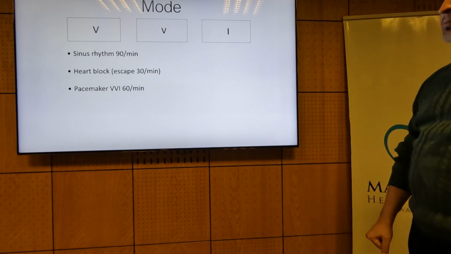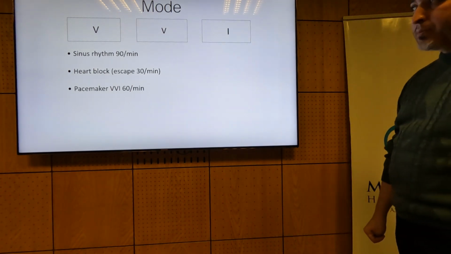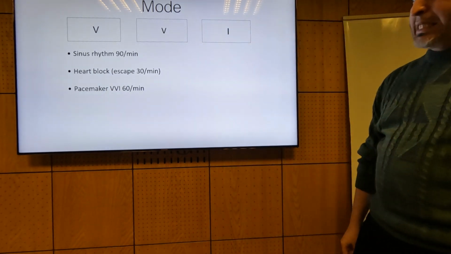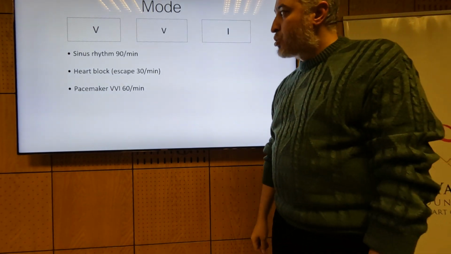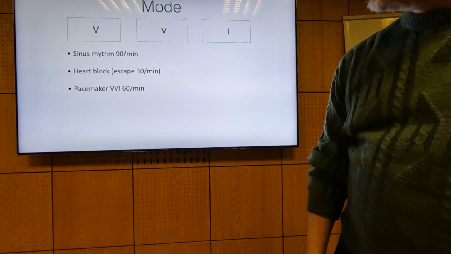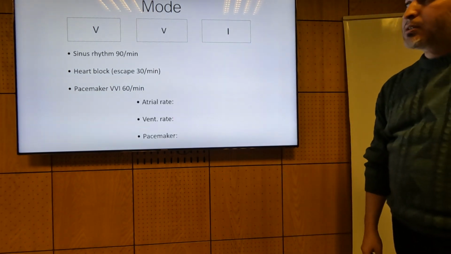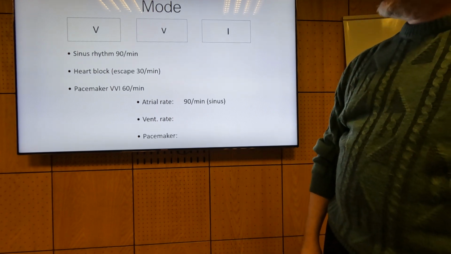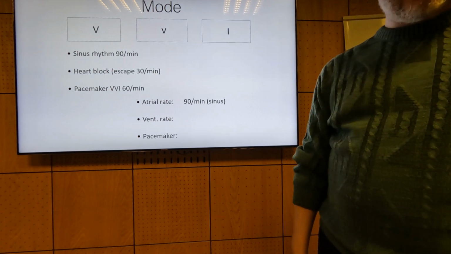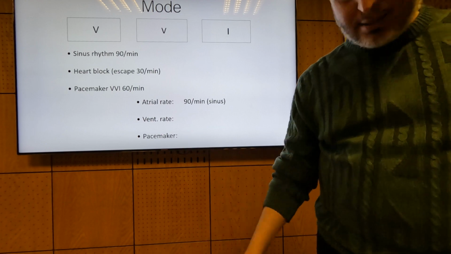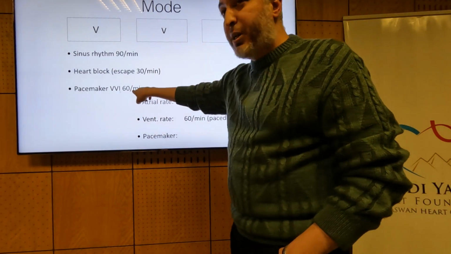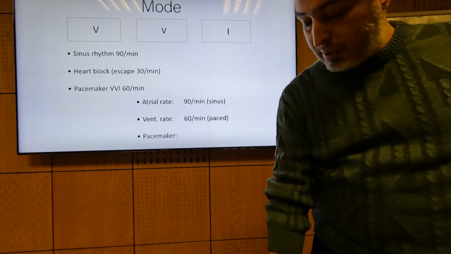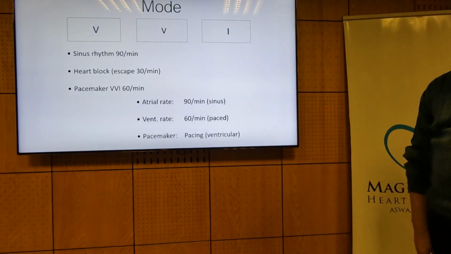Sinus 90, heart block with escape rate of 30 per minute. VVI 60. So what is the atrial rate? 90, which is sinus. What's the ventricular rate? 60, which is paced. Okay, because that's the ventricular pacing at 60. What's the pacemaker doing here? We're pacing. So what do we get from here?